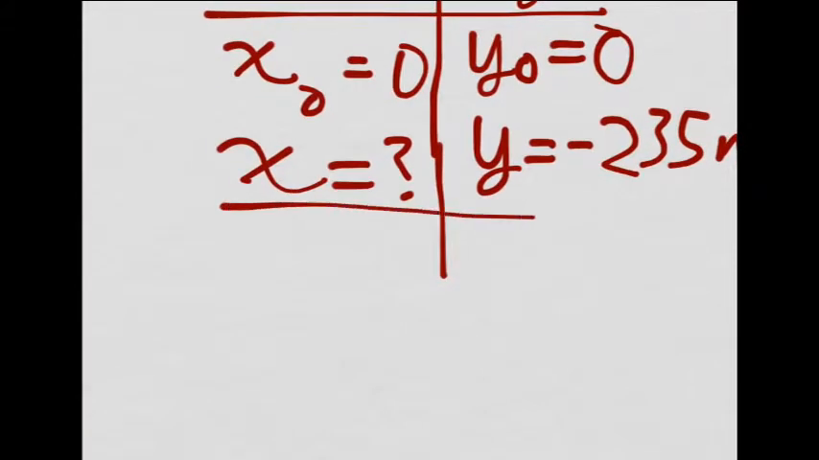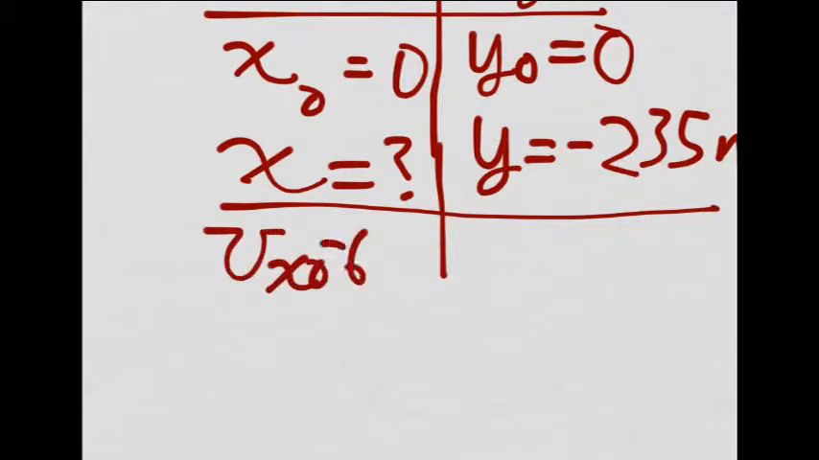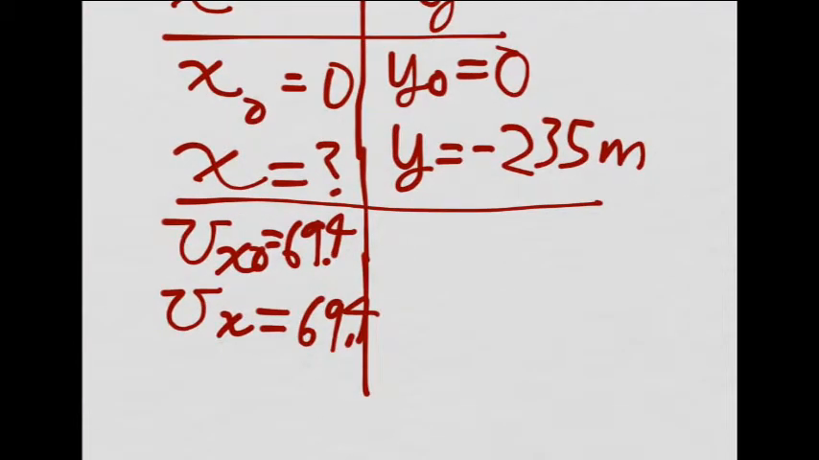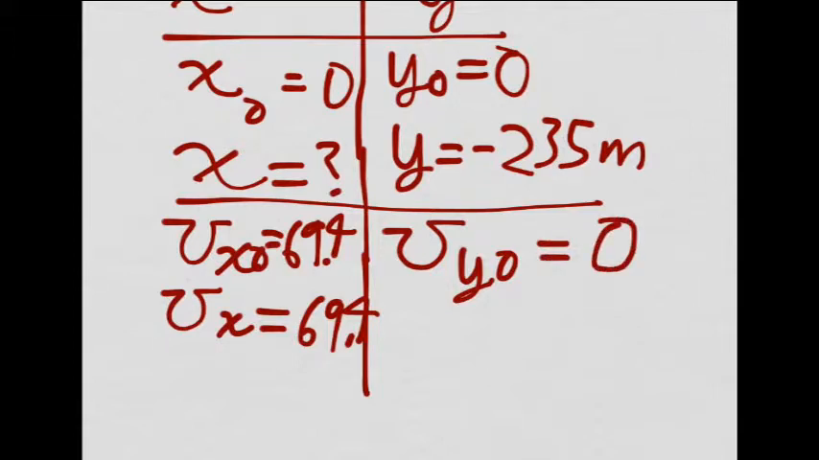Let's find the velocities. Initial velocity in the X direction is 69.4 meters per second. And the final velocity in the X direction is the same thing, 69.4 meters per second. Initial velocity in the y direction is nothing because the box is dropped. It wasn't shoved out at an angle or anything. It was just dropped out of the airplane. And the final velocity of y is 0 because it touched the ground.